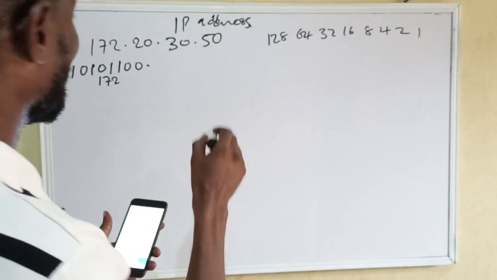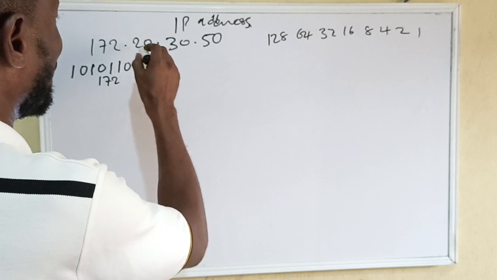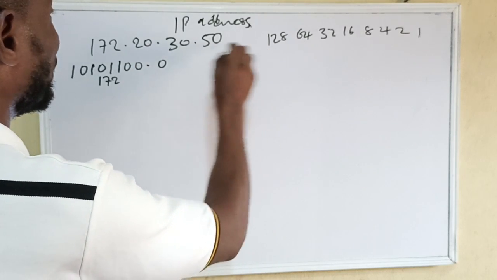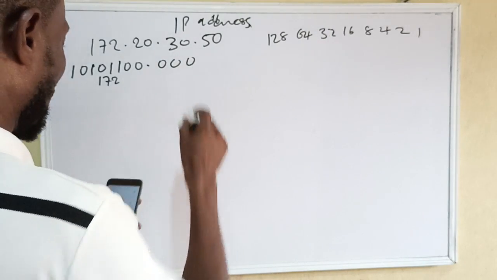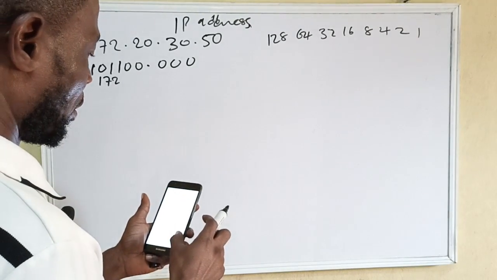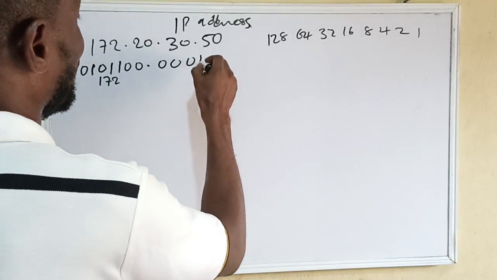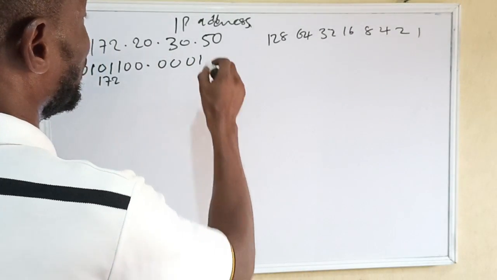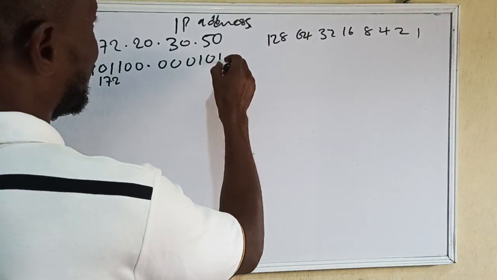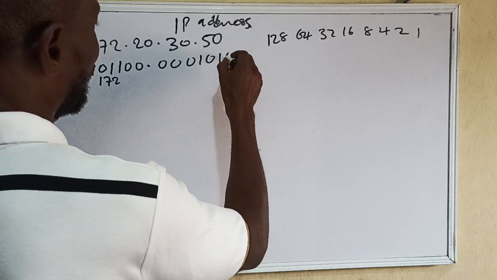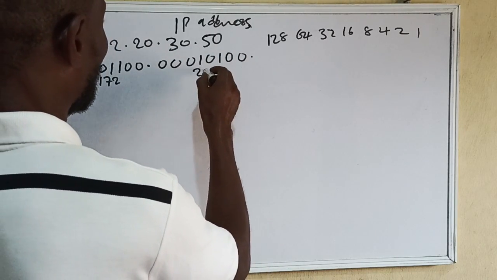Can 20 minus 128? No. Can it minus 64? No. Can it minus 32? No. Can 20 minus 16? Of course, yes. 20 minus 16 is left with 4. Can 4 minus 8? No. 4 minus 4? Yes. Nothing left. So this is 20.